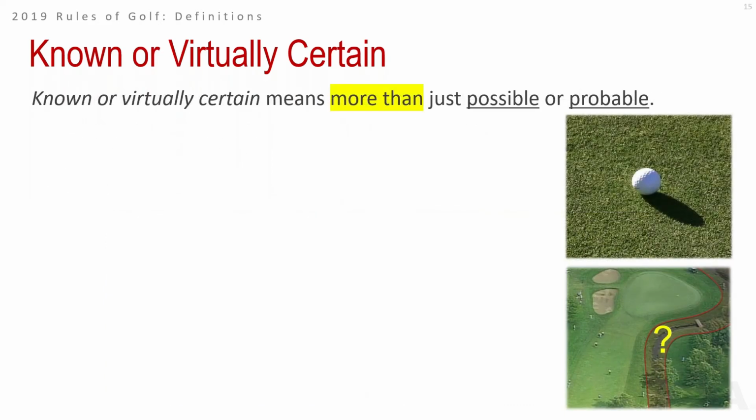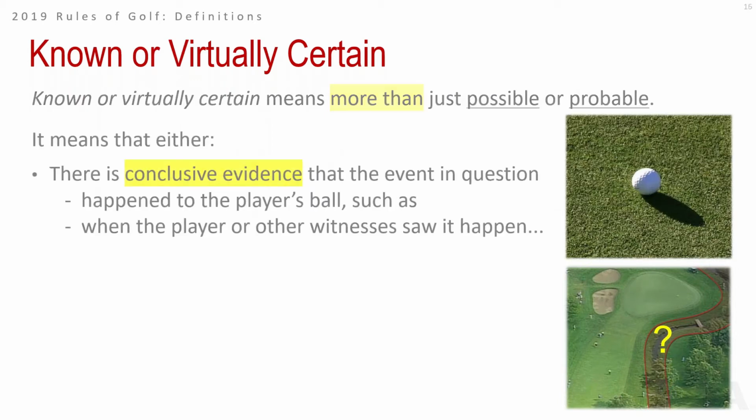And it means more than just possible or probable. It means that there is either conclusive evidence that the event in question happened to the player's ball, such as when the player or other witnesses saw it happen. So if you are playing on a hole that has a lateral water hazard down the left-hand side, and a player in your group hits his or her ball into that lateral water hazard, and you see the ball splash, well, that would be considered conclusive evidence that the ball in question is in the lateral penalty area. So we have knowledge or virtual certainty in that situation.